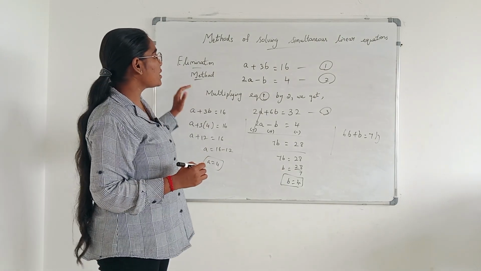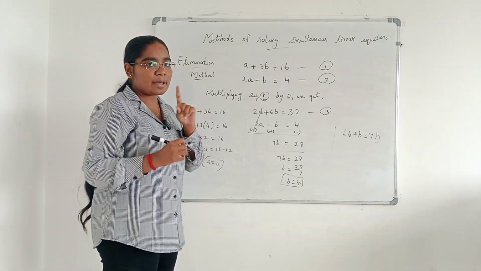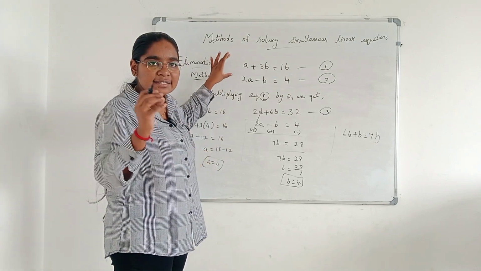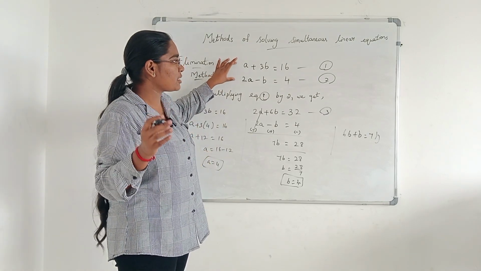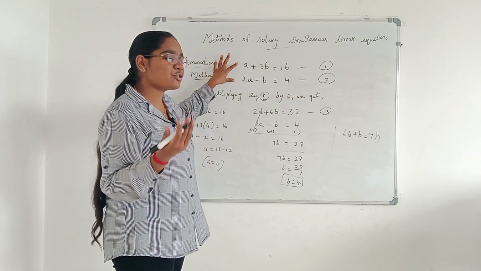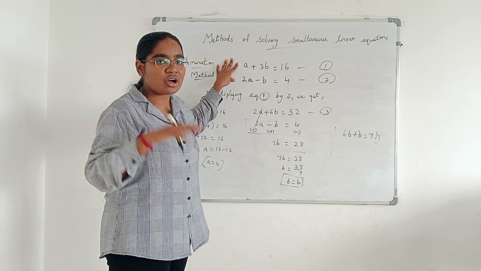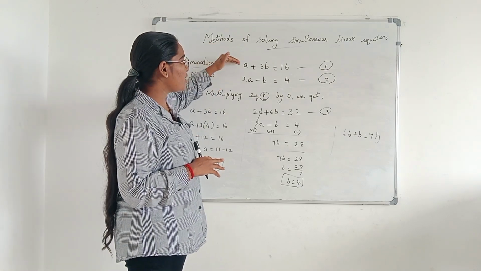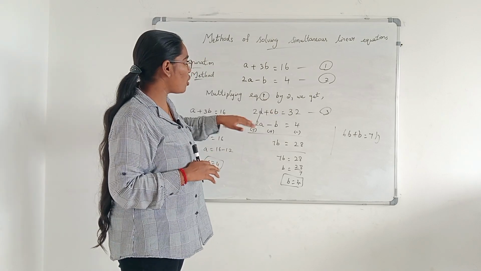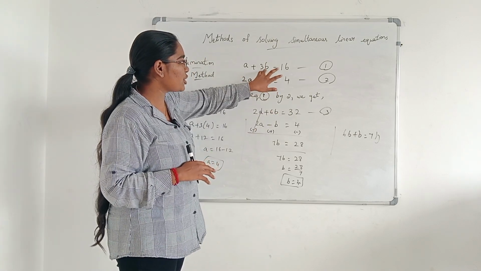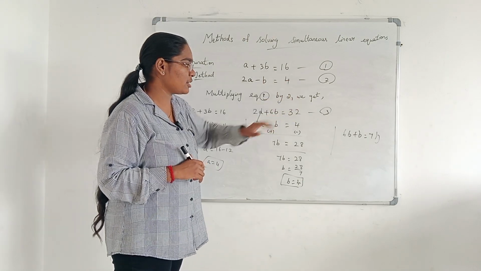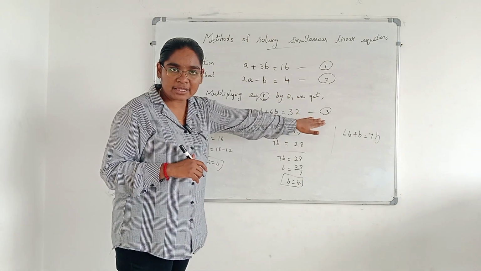Right. So in the elimination method, step 1 is that you should get the same terms in these equations. That you can do by either multiplying or dividing. So here we multiplied the first equation by the number 2. So I got 2A plus 2 into 3, 6B equal to 2 into 16, 32. This is our equation number 3.